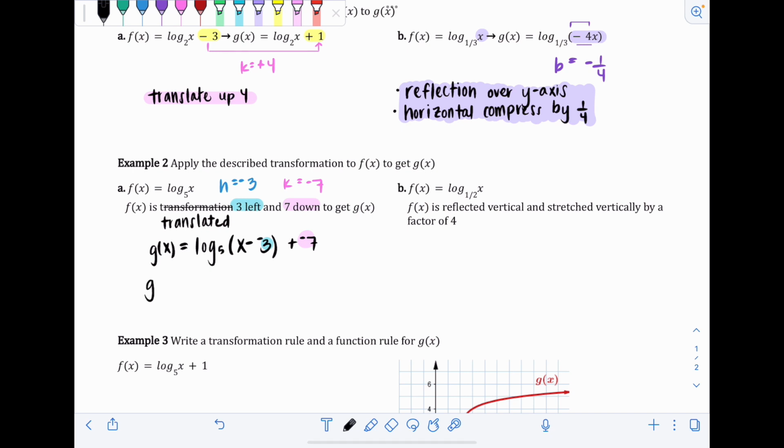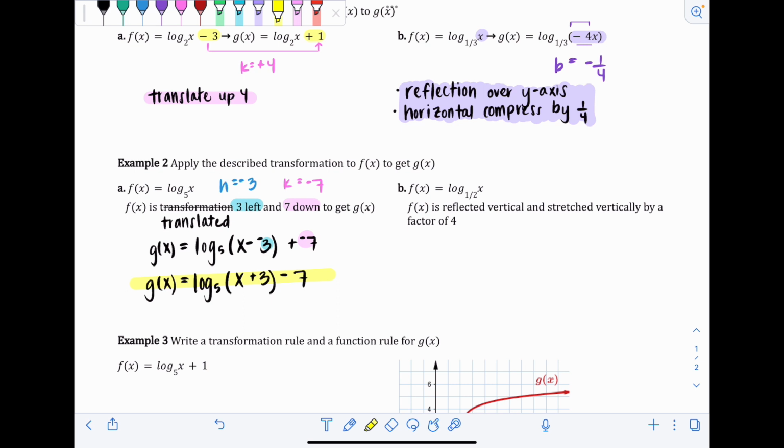So it'd be g of x equals log base 5 of x minus -3. Double negative turns to plus, so this would be x plus 3. And then plus -7 we would just rewrite as -7. So g of x equals log base 5 of x plus 3 minus 7. That means we started at log base 5 of x and we translated it 3 left and 7 down.